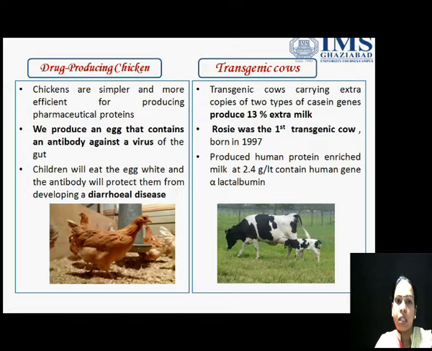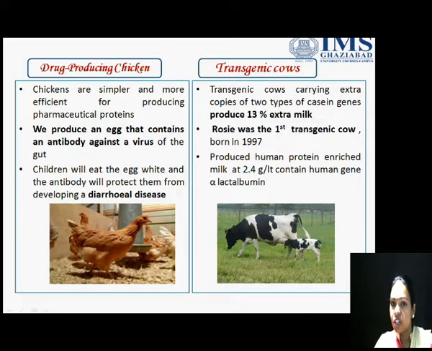These are some examples of transgenic organisms, like drug producing chicken. Here we can see that chickens are a simple and efficient method for producing pharmaceutical proteins. Here we are producing an egg that contains an antibody against a virus of the gut. So when children eat the white portion of that egg, the antibody will protect them from diarrheal diseases.